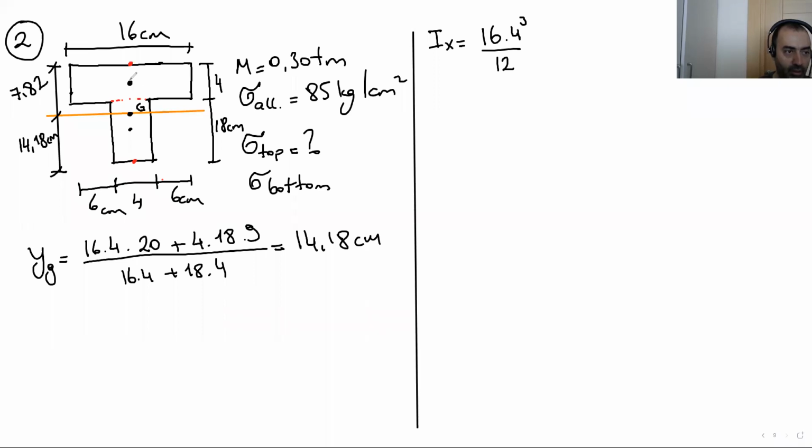Now, I'll just calculate the moment of inertia according to this local axis. Now, we're going to shift it to the global axis, which is the orange one. How we do this: after we calculate this rectangle's moment of inertia, we add area times distance squared. Area is 16 times 4. What is the distance? Okay, we're gonna do it.